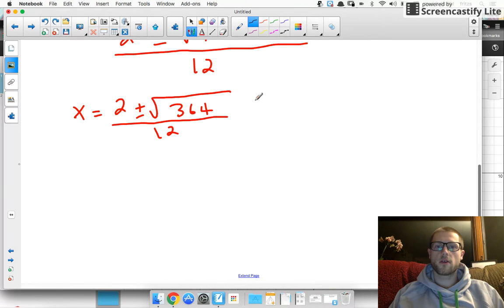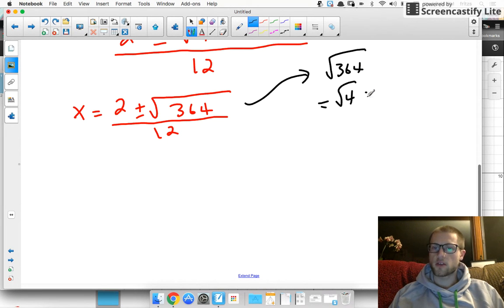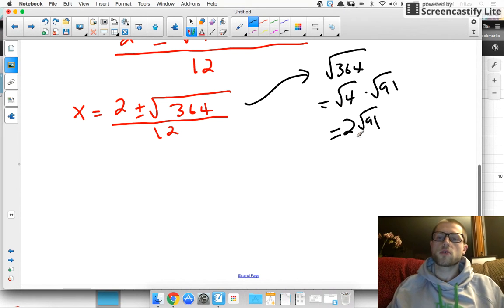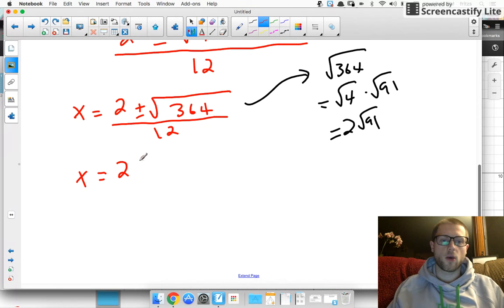Off to the side here, I want to split up the square root of 364 into a perfect square factor. And I see that's going to divide into root 4 times root 91. I chose that because I know that this is a perfect square, so this is going to be 2 root 91. If you're having any trouble simplifying these, check out one of my videos on simplifying square roots. That should help you with this. But for here, I'm going to be fine with simplifying this down to 2 times the square root of 91. So let's put that into my quadratic formula. So this is 2 plus or minus 2 root 91 all over 12.